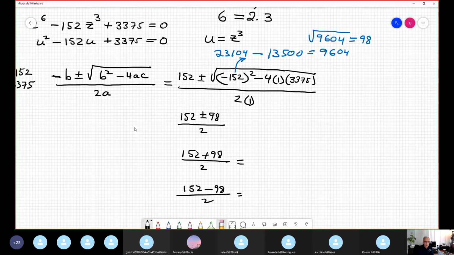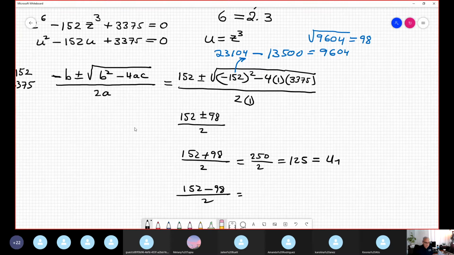Compute separately, one by one. It's 152 plus 98 is 250, divided by 2 is 125. And this is my first U value, U1, I call it.